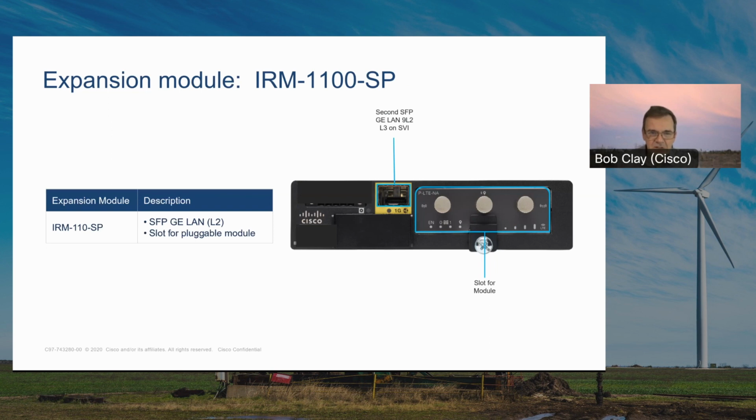And this is a picture of the IRM-1100-SP module. The last 2 letters I can explain. The S is for SFP, so there's an SFP slot there. And the P is for PIM, which is the pluggable interface module. That's what our cellular cards plug into right there. So you can add this and add a second cellular connection or a second WAN Ethernet port.